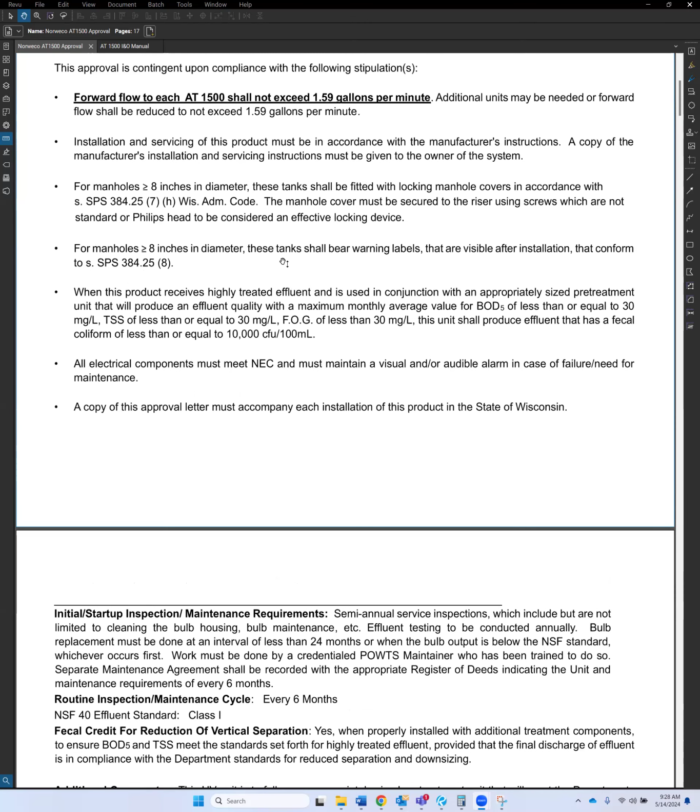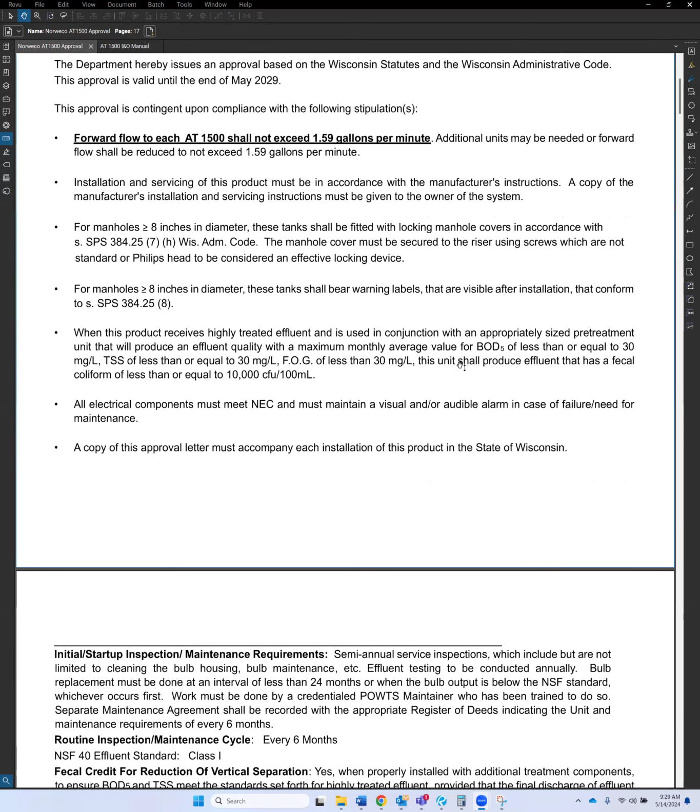This unit also has to be used with a pre-treatment product, whether it's a BioMicrobics or a Delta or any of the other pre-treatment units. It has to be in front of this unit in order to flow at 1.59 gallons per minute. Your BOD and TSS have to be less than 30, along with FOG being less than 30. And that's spelled out in the approval letter pretty clear.